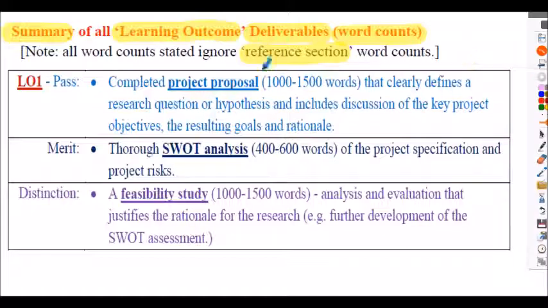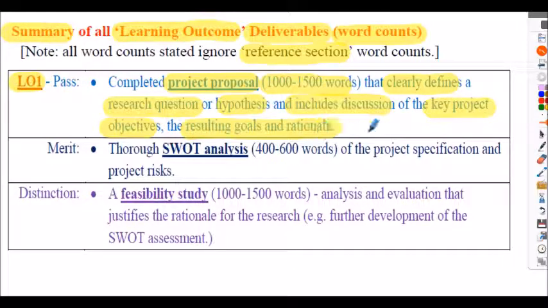So for example, learning outcome 1, this is where you will develop your project proposal. We expect you to produce a proposal of between 1,000 and 1,500 words that clearly defines a research question or questions or a hypothesis, and includes discussion of the key project objectives and the resulting goals and rationale for the project. If you want to attempt the merit grade, we suggest that a strengths, weaknesses, opportunities and threats, or SWOT, analysis is produced, 400 to 600 words, which relates to the project specification produced and outlines the project risks.